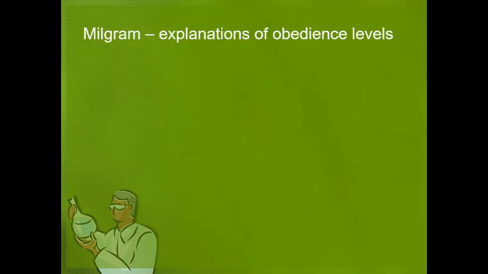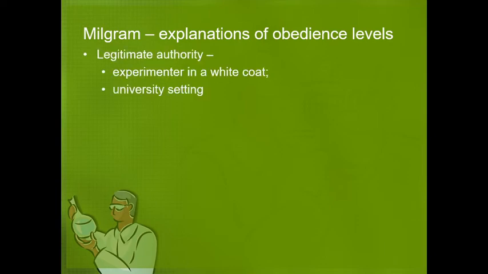Right, so in terms of answers for that, first of all, the 2 signs of legitimate authority in Milgram were the fact that the experimenter is in a white coat, which is a symbol of their authority, and also the university setting gives legitimacy to the experiment.